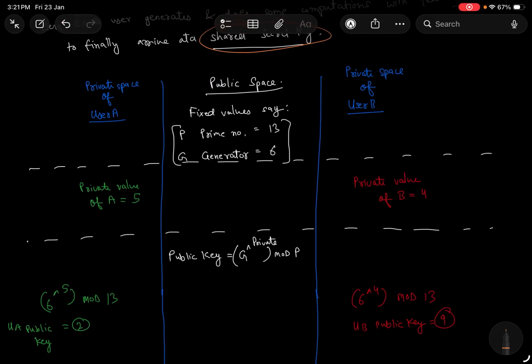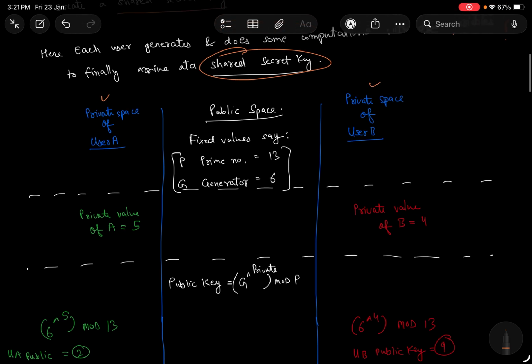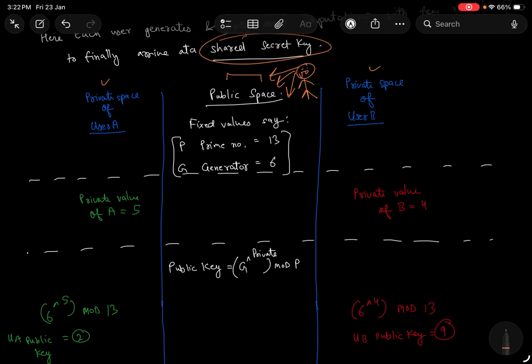So I have created this space. I have segmented out spaces for user A and user B. These are the private spaces of user A and user B, and consider this as the public space. Basically, the attacker can have a watch over here. Let's say my attacker is placed here, and they are watching in the public space. So everything that gets shared in public space, the attacker can gain access to.